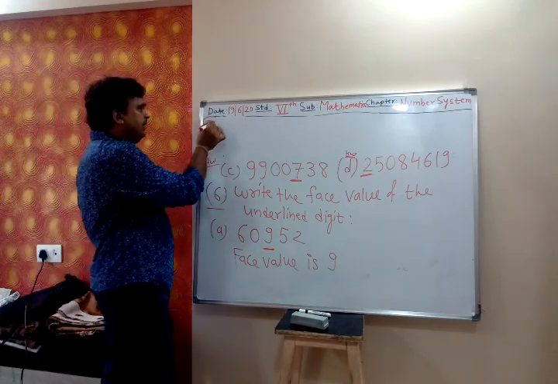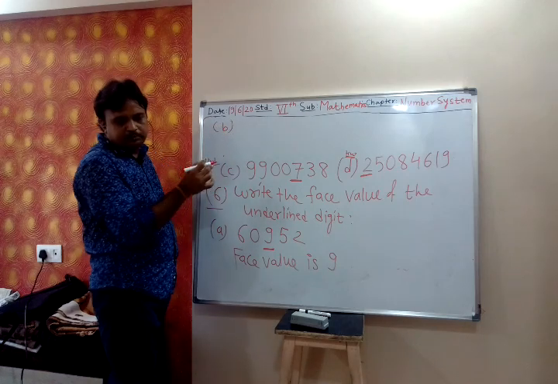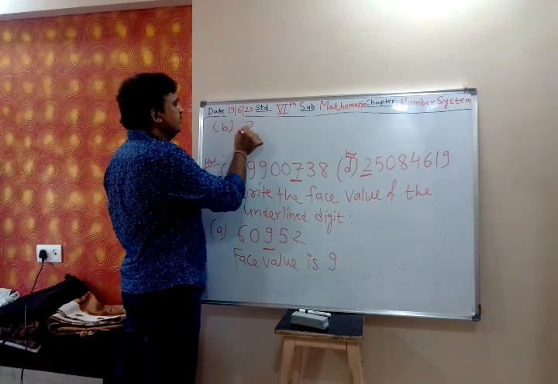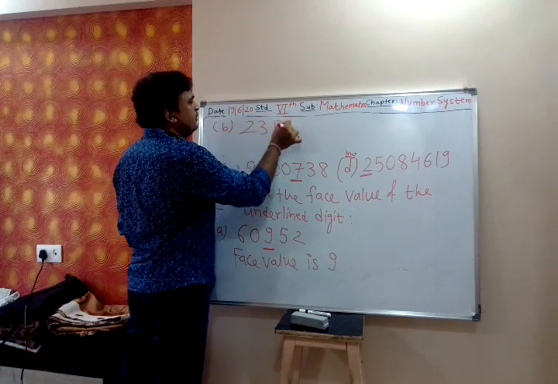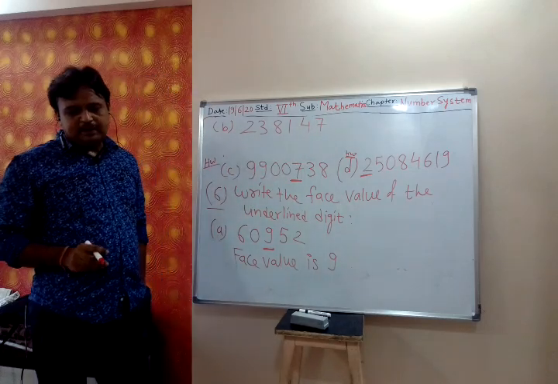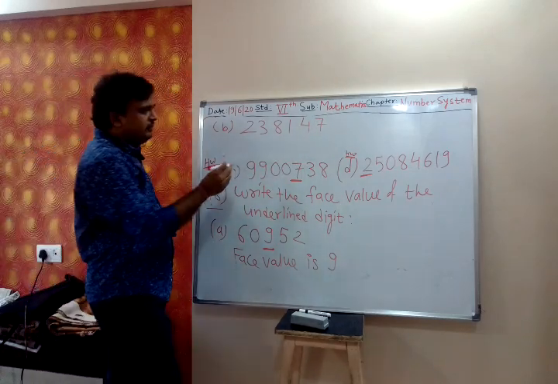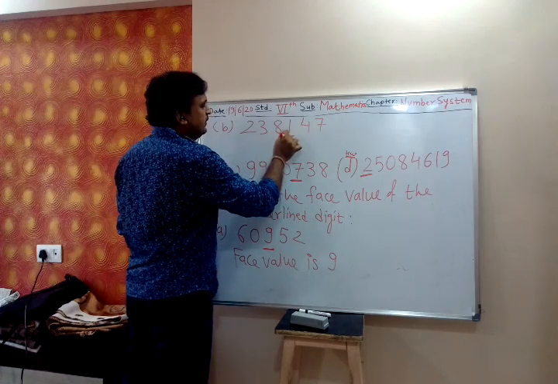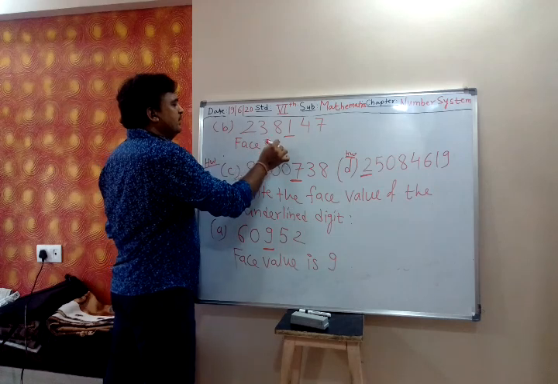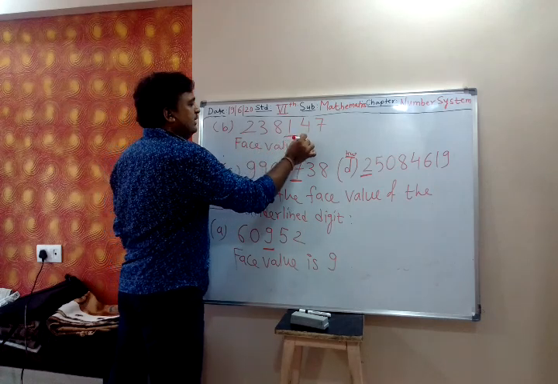Then B is 238147. Wait, still time is there, 1 minute. The underlined digit is 1. So face value is 1.